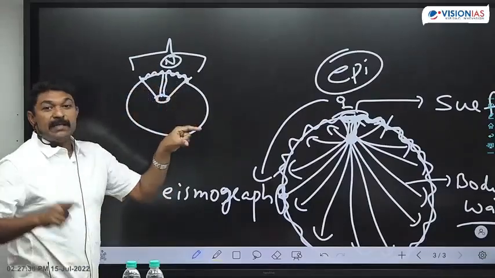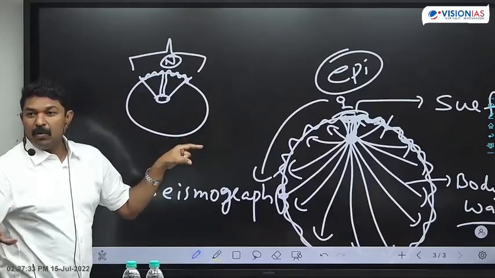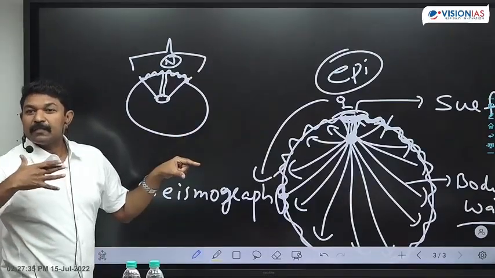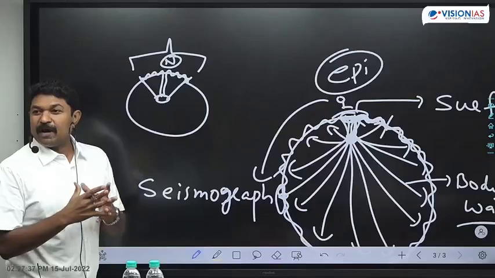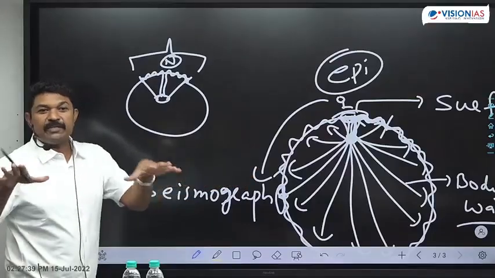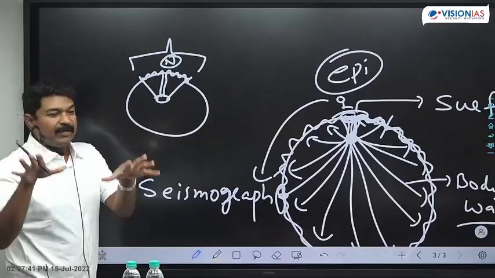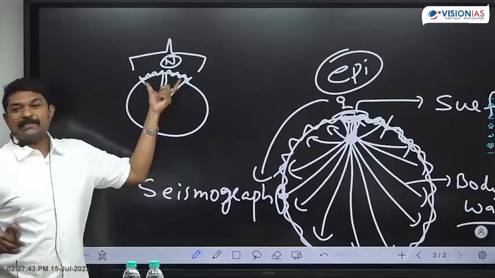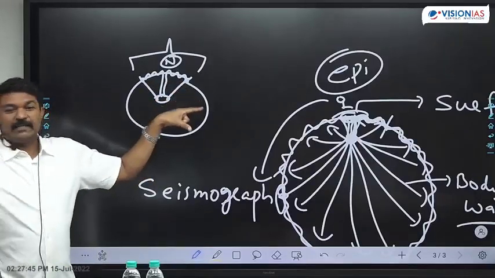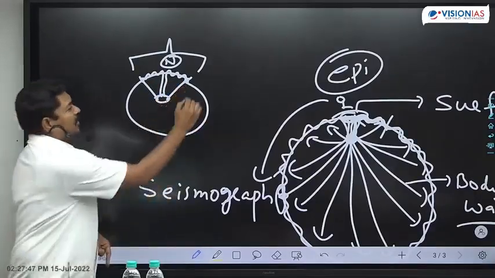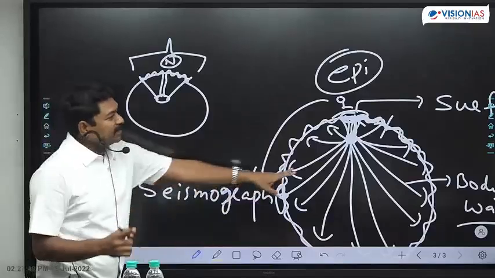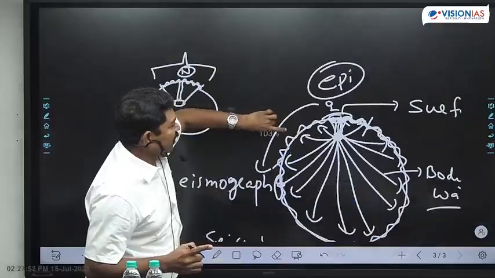Why? Because the energy is low and the frequency is low. Meaning what? The wavelength is long, the frequency is less. When the frequency is less, the distance occupied is less. Therefore, the shaking of the earth is only confined to this region, not the entire area. Clear? This is what is given here.